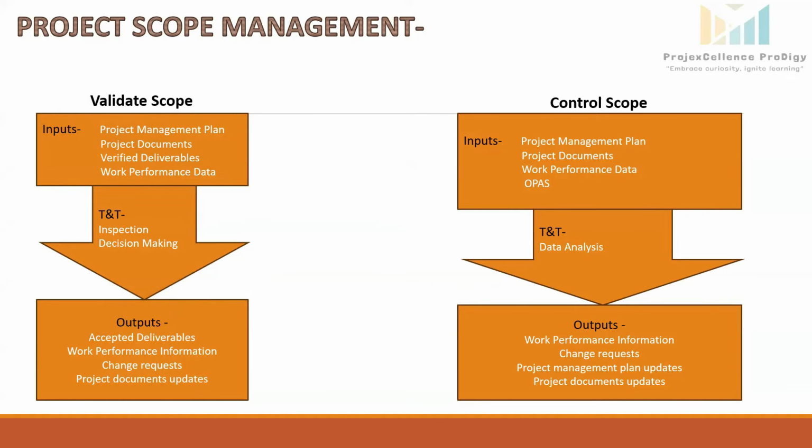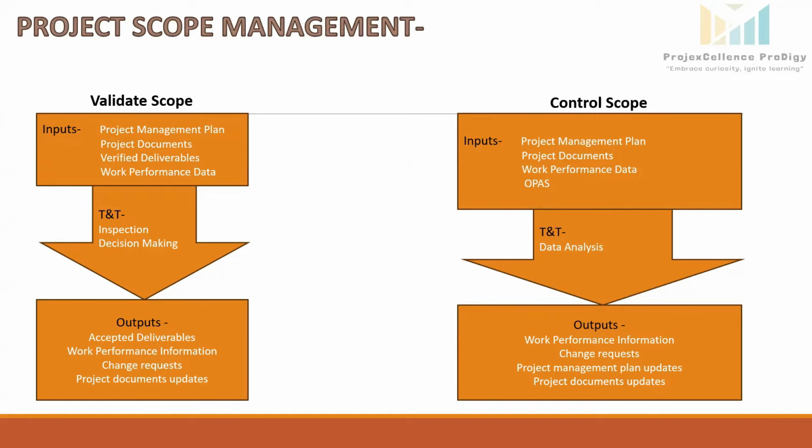Project management plan, with its components: scope management plan, requirements management plan, change management plan, configuration management plan, scope baseline, and performance measurement baselines. These are all inputs for this process. Coming to the project documents: lessons learned register, requirements documentation, and requirements traceability matrix. These are all referred to for this process.